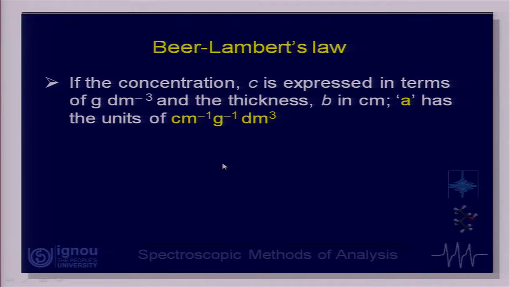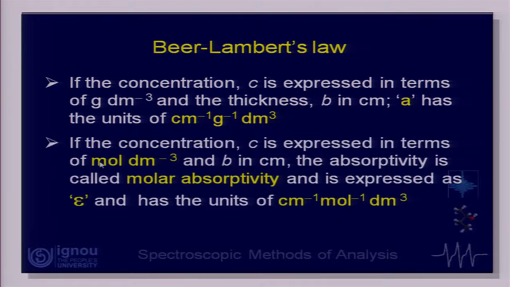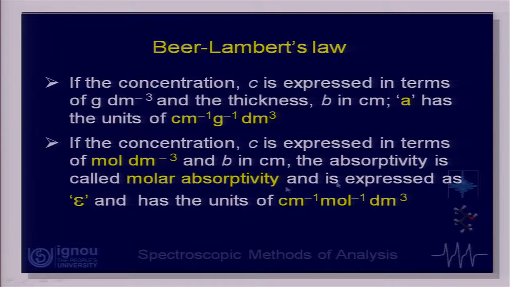But more often than not, we use the concentration in terms of mole per decimeter cube. If I take concentration in moles per decimeter cube and B again in centimeters, then absorptivity is called the molar absorptivity. That is a special term given for when concentration is in mole per decimeter cube. It has been given a special symbol, epsilon, and has the units of centimeter inverse, mole inverse, decimeter cube.